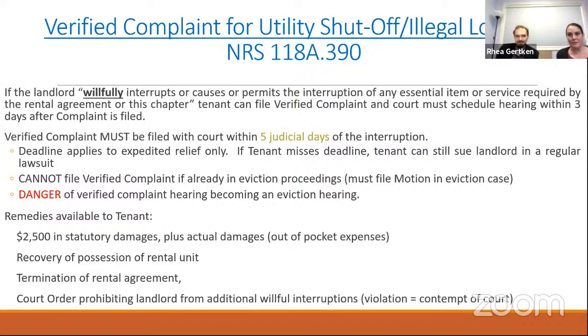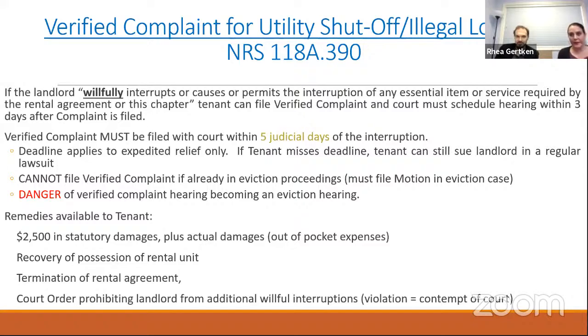Or what I saw in some neighborhoods back when I practiced in California is that one particularly notorious landlord, when tenants became late on the rent, would take the door off the hinges. So the tenant no longer had a front door. These are all serious problems and considered essential service violations. And in these cases, if the landlord willfully interrupts or causes or permits the interruption of any essential item or service required under the rental agreement or under this law, then the tenant can file a verified complaint, and the court needs to schedule a hearing within 3 days after the complaint is filed.